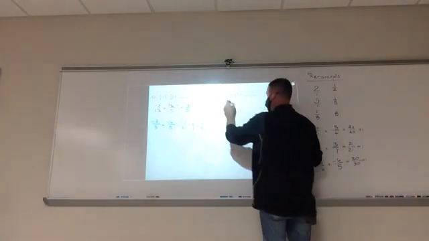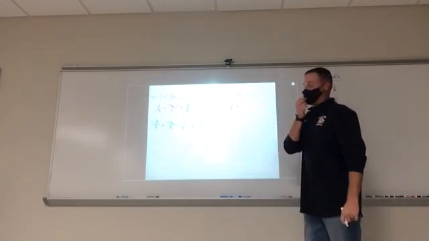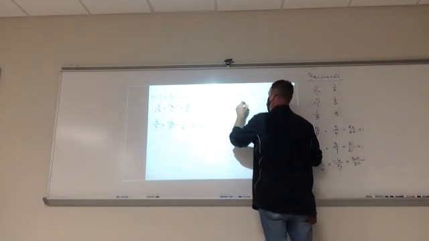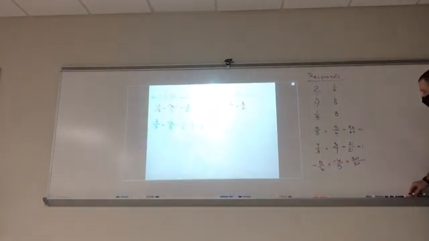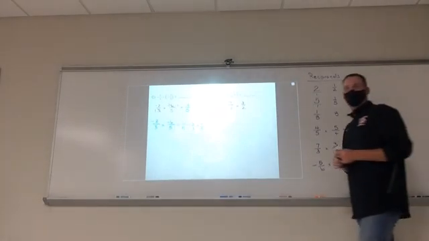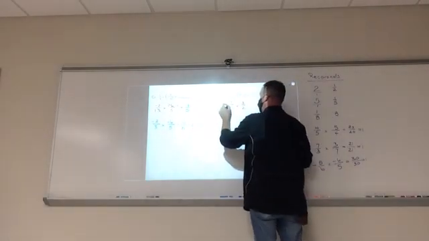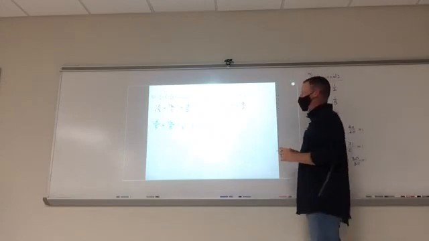Keep 7/12. Change division to multiplication. Flip the second fraction to be 3/2. Any reducing? Yeah, what? 3. 12 and 3 are both divisible by 3. So 12 divided by 3 is 4. 3 divided by 3 is? Any other common factors? No.